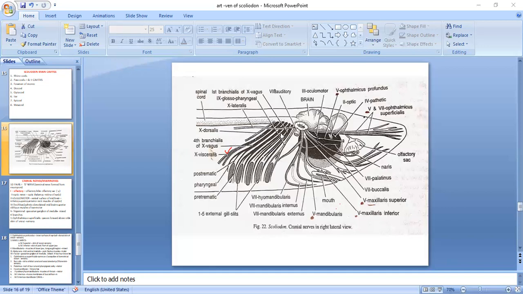Okay, so that is, the vagus nerve contains 4 similar branches that supply the corresponding remaining gill pouches.